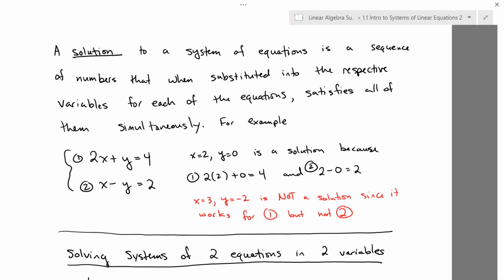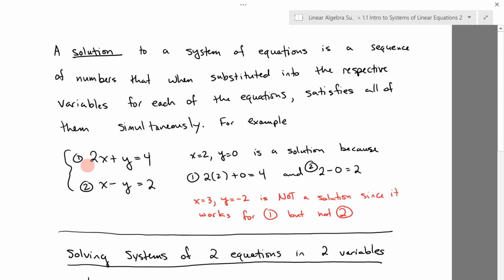Okay, so now moving on to the third page of section 1.1, we come to our last definition in this worksheet. Here we talk about what it means to have a solution to a system of equations. A solution to a system of equations is a sequence of numbers that when you substitute it into the respective variables for each of the equations, that solution should satisfy all of the equations simultaneously.